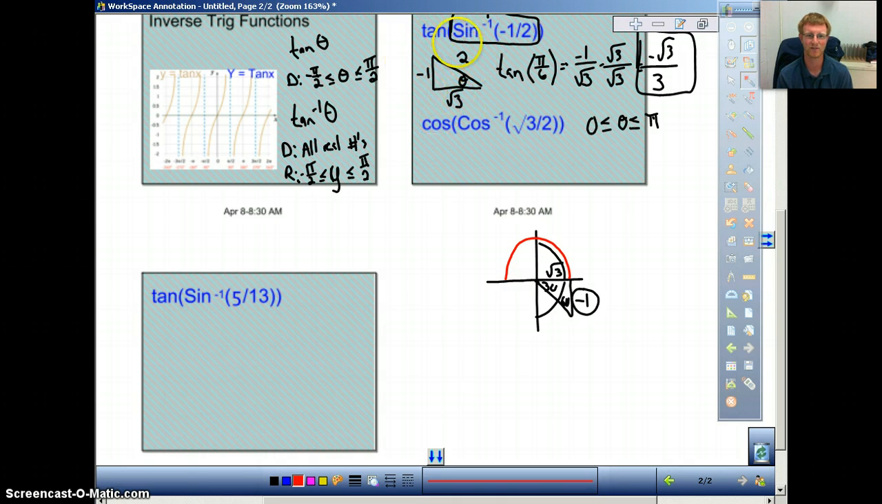We can use this exact same triangle. So square root of 3 over 2 is our cosine. Well, guess what? That's going to be the exact same thing as we did before. But now look, so we have cosine of inverse cosine of square root of 3 over 2. Let's rewrite this as cosine of theta equals square root of 3 over 2.